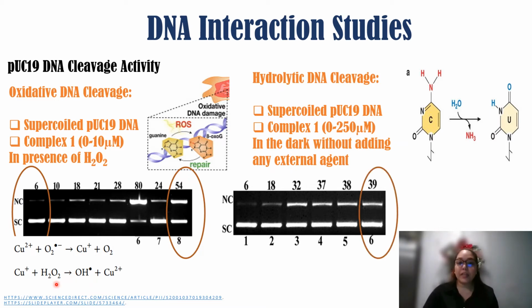In comparison with the hydrolytic DNA cleavage study, they also observed that the double strand of the DNA was reduced to a single strand because of the cleavage of the DNA. However, if we compare both studies, the potency of the copper complex in hydrolytic DNA cleavage is less than in oxidative DNA cleavage. So they conclude that complex 1 cleaves DNA in a highly oxidative pathway, and to a lesser extent in a hydrolytic form.